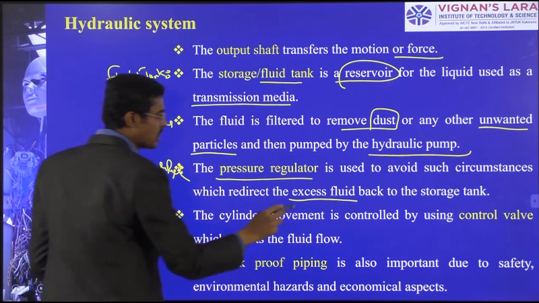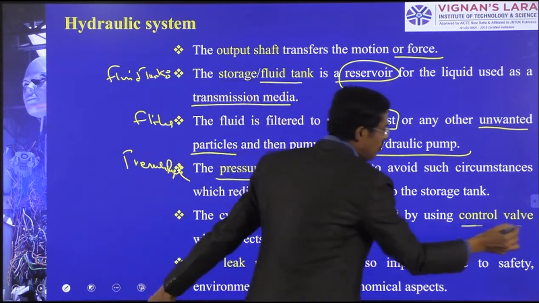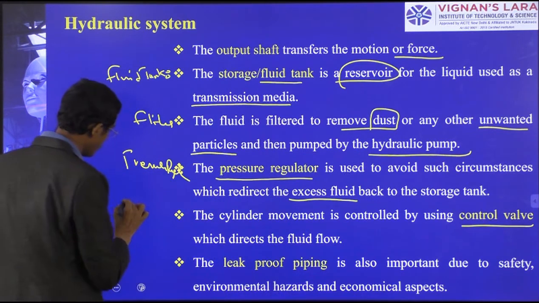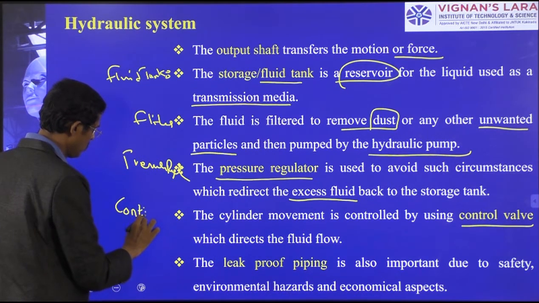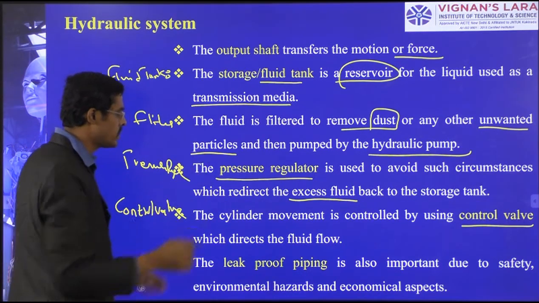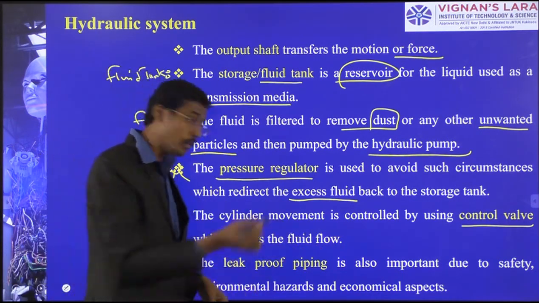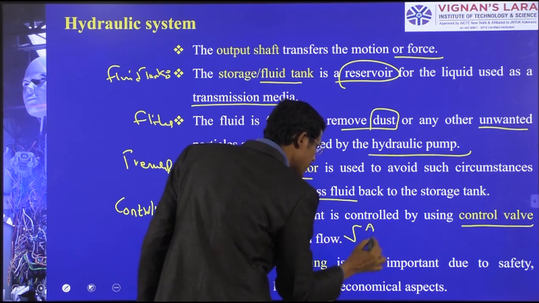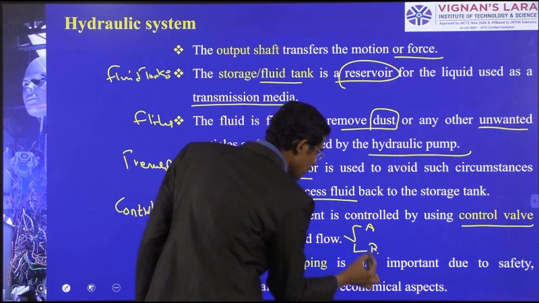The cylinder movement is controlled by the control valve. So this next point is the control valve, which directs the fluid flow whether in the upward A direction or otherwise in the B direction.